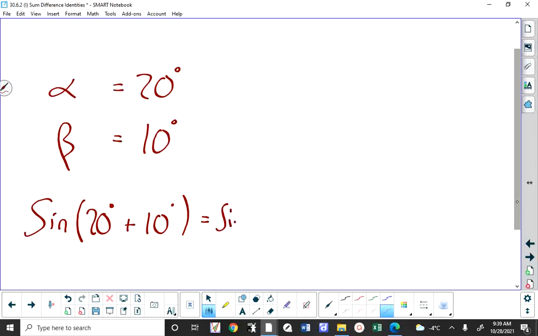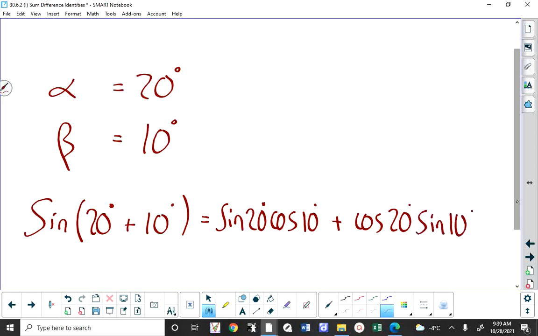It can be found instead by taking sine of 20 degrees times the cosine of 10 degrees plus the cosine of 20 degrees times the sine of 10 degrees. Now, I want to point something out that I think is interesting. Any one of these 4 trigonometric ratios is an irrational number.